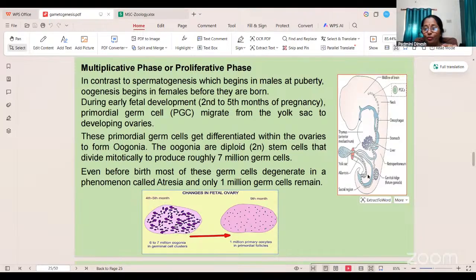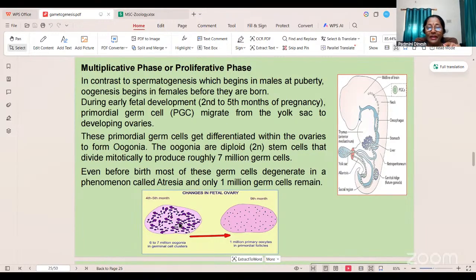So, for example, if you think that this is a 5th month or a 4th month fetus over here, now this is going to have 7 million primordial germinal cells present in there. Now, all the 7 million germ cells are not going to stay for long. As the next trimester comes, almost all the cells present over here will undergo atresia. Atresia is called cell death.